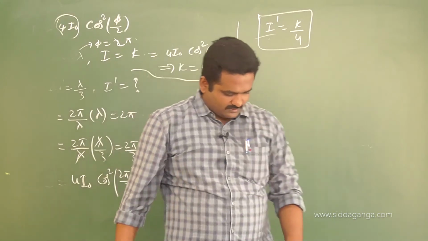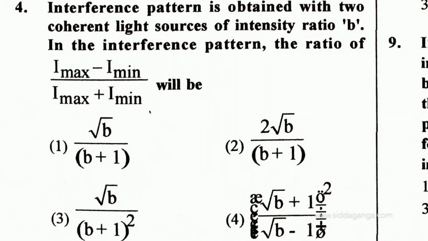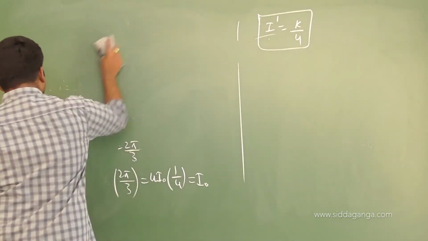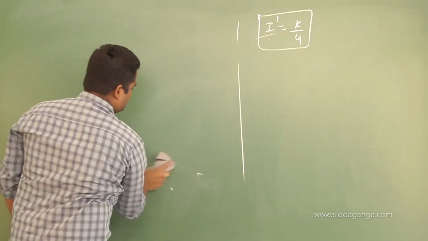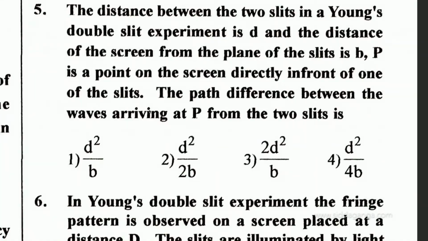Fourth problem is simple. Again, this model problem we have already done. The only thing is, instead of I1 by I2 they have given the ratio of the intensities of the sources. Write down that value in terms of that and solve. As homework you can do it. The fourth one you have to work out by yourself. Next problem, go through the fifth one. Just read what they have given. It is one of the JEE repeated problems.